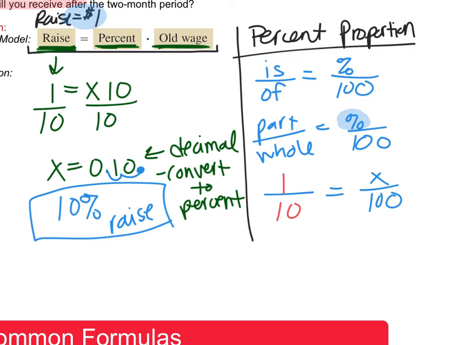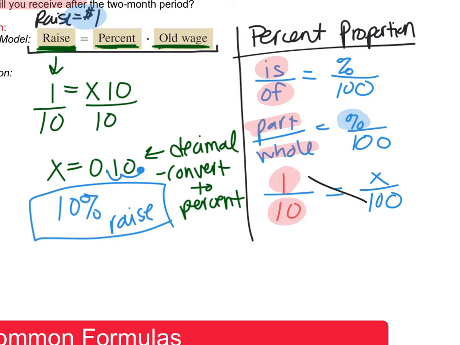So it's asking us what percent of $10, so of goes on the bottom, is $1, and is goes on the top. So you can think about it as is over of, or as part over whole. The part was the raise as $1. The whole was your old wage, which is $10. Either way, now we have a proportion we can solve.